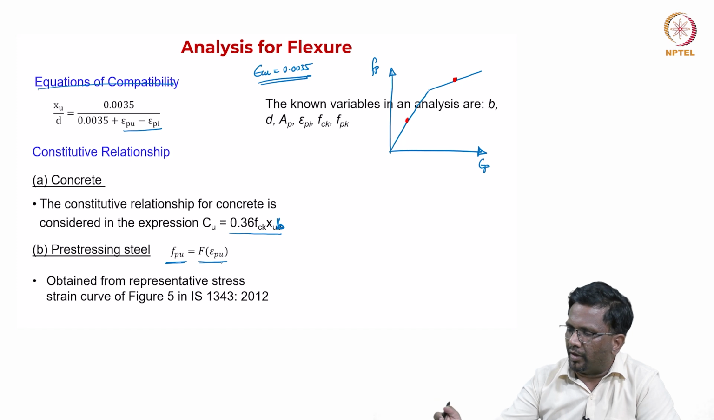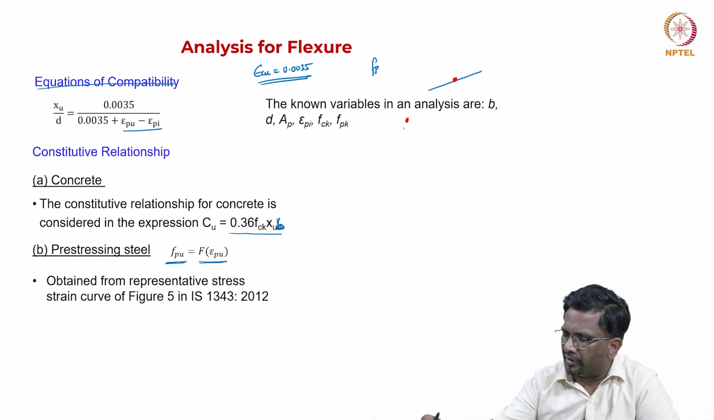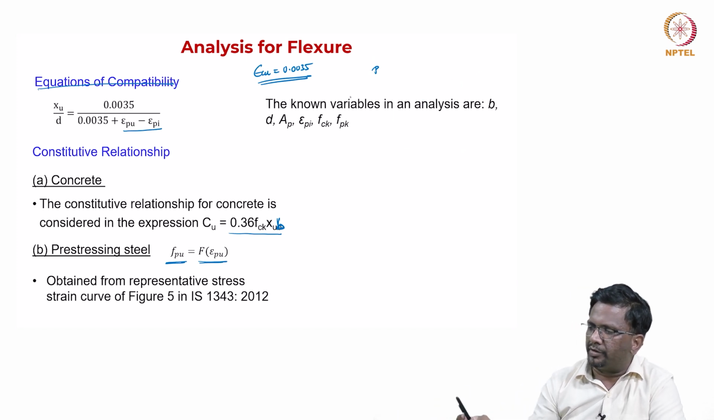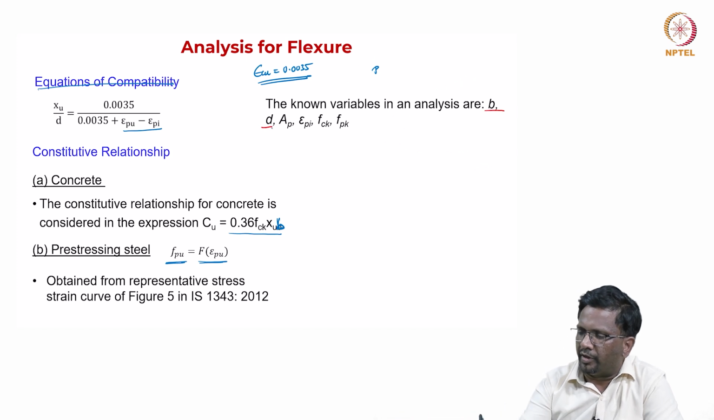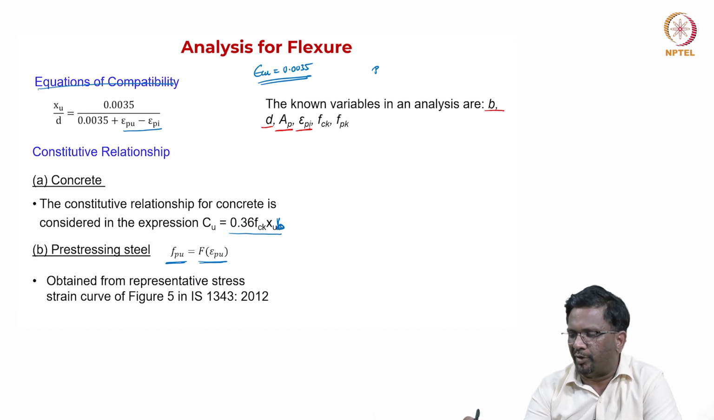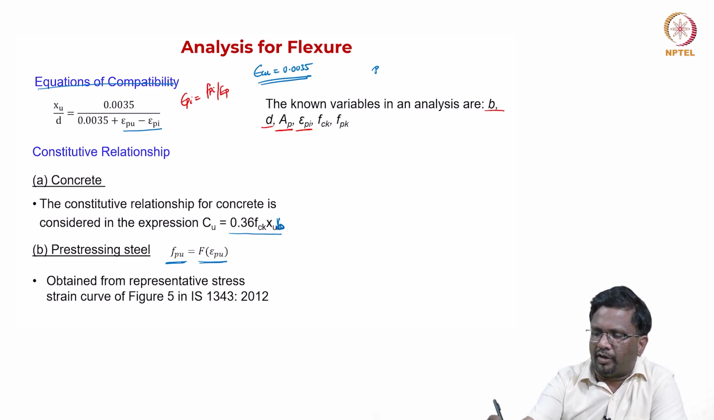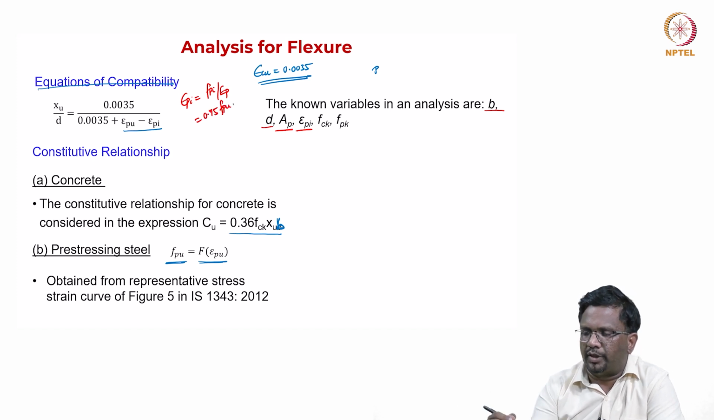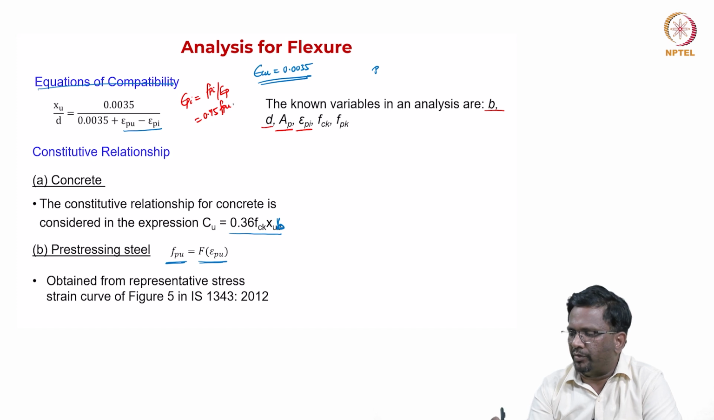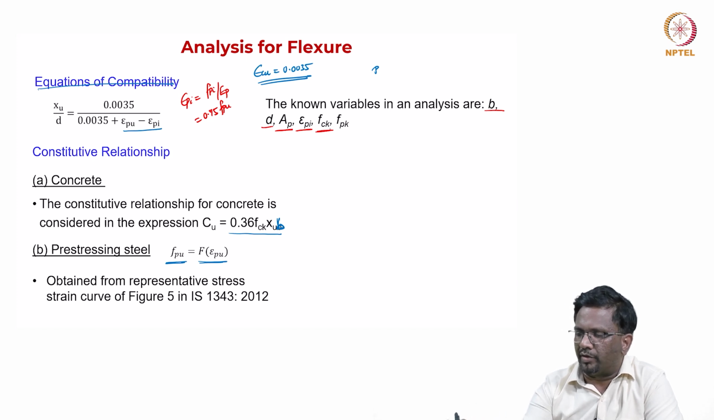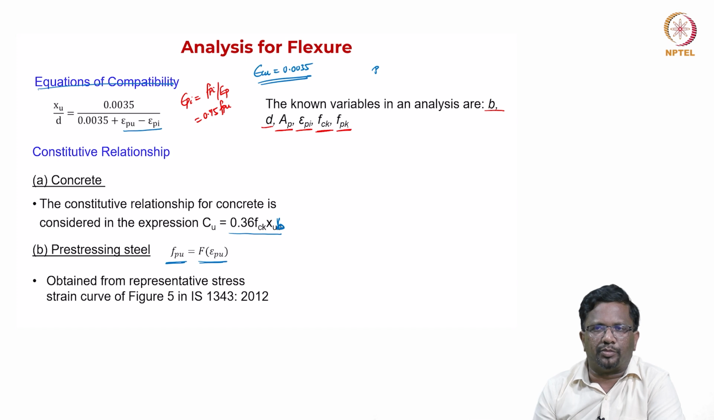Okay. So, in an analysis problem, typically the sectional dimensions are given to you. That means we are given breadth, depth, and the area of pre-stressing steel, and we are also given how much initial pre-stressing, epsilon pi. I have told you, typically we take epsilon pi as Fpi by Ep, and Fpi is going to be 0.75 times Fpu, right. So, we know what is the strain that we are going to put, and the characteristic strength of concrete is given to you, and also the characteristic strength of pre-stressing steel is given to you.